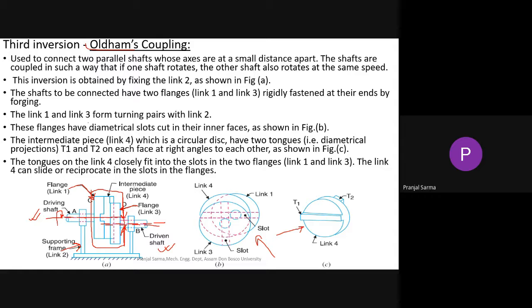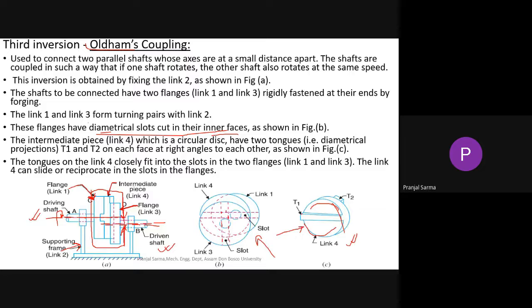Now for that, this particular flange one and flange two have diametrical slots on their inner plane. Here you can see this socket portion. They basically have slots from endpoint to endpoint, that means diametrical slots on their inner plane. Now we have another important thing, the intermediate piece, which will be in between both the flanges, connecting the two flanges and allowing the motion transfer to happen properly. For that, we take a kind of circular disc, you can see here, a circular disc kind of thing, and it has got two tongues.